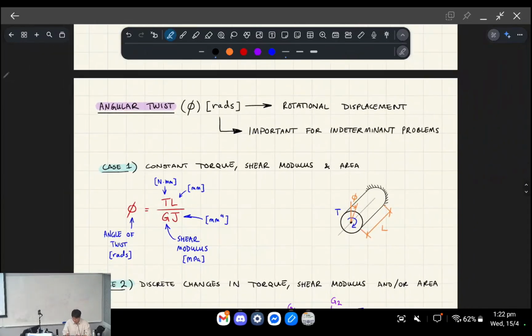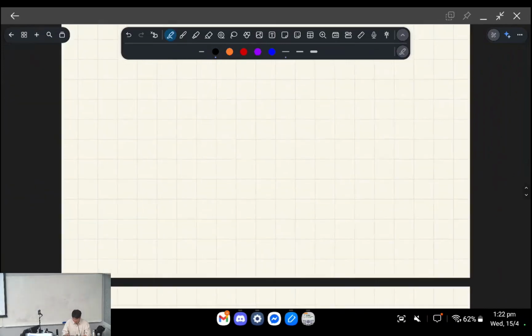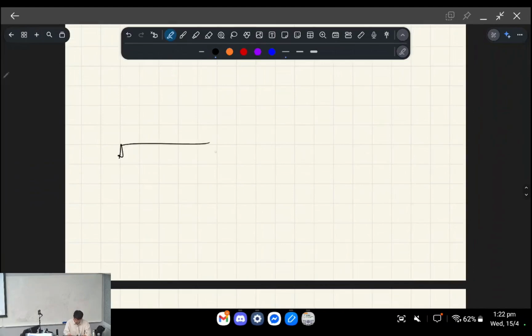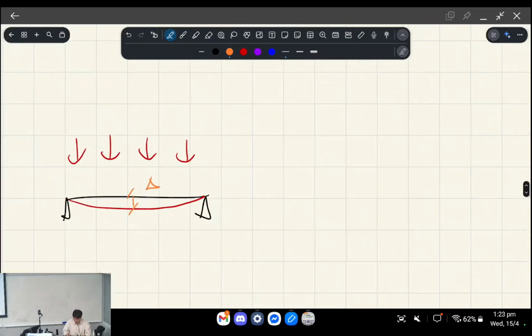Okay, the other thing is angular twist. So going back to my analogy with bending, if you have a simply supported beam, and it deflects some amount like this, okay? You know what? I'm going to draw it one-dimensionally. That amount of deflection, there's formulas to calculate it, which we covered in week 7, but that's vertical deflection. That's how much it physically moves up and down.